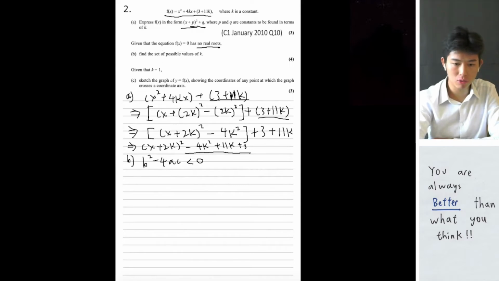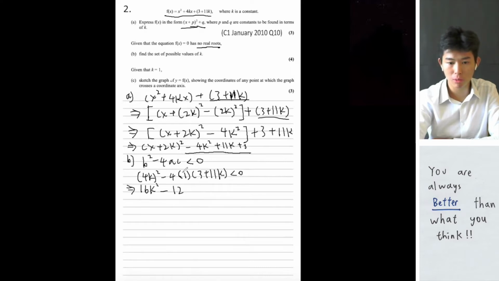Okay, so all we have to do is to substitute into b squared minus 4ac. b would be 4k squared, minus 4 times 1 times 3 plus 11k, smaller than 0. Next step would be 16k squared minus 12, because 4 times 1 times 3 would be minus 12, minus 4 times 1 times 11 would be minus 44, smaller than 0.